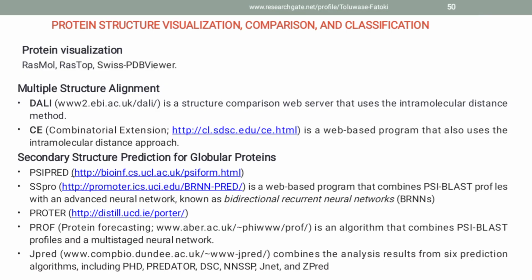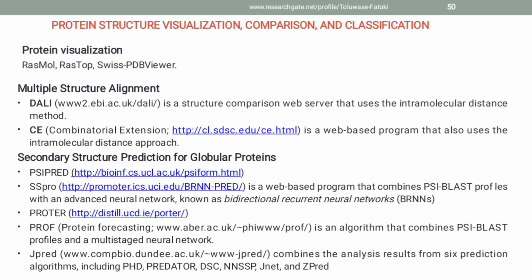Then for multiple structural alignment, that is, when you want to align two or more structures together to see their areas of deviation, the root mean square deviation, how one particular structure deviates from another, you can use an example of a site that does that, which is DALI. It's a web server that you can use to compare different structures. Then we have Combinatorial Extension, which is a web program that also helps us to compare structures based on the intramolecular distance.